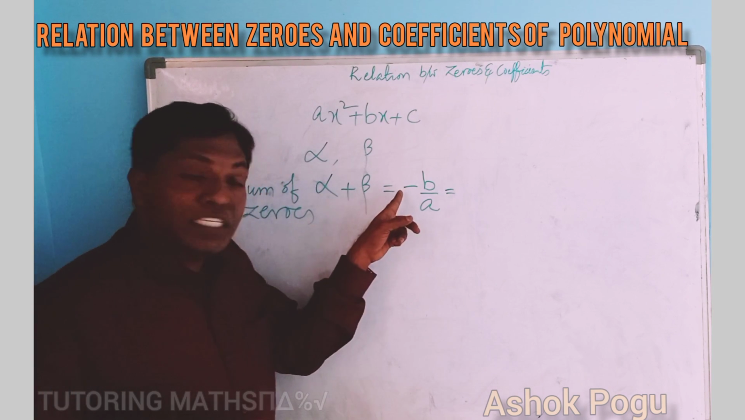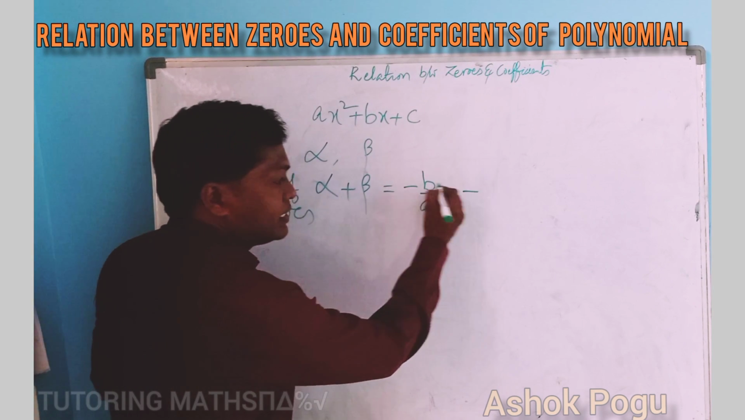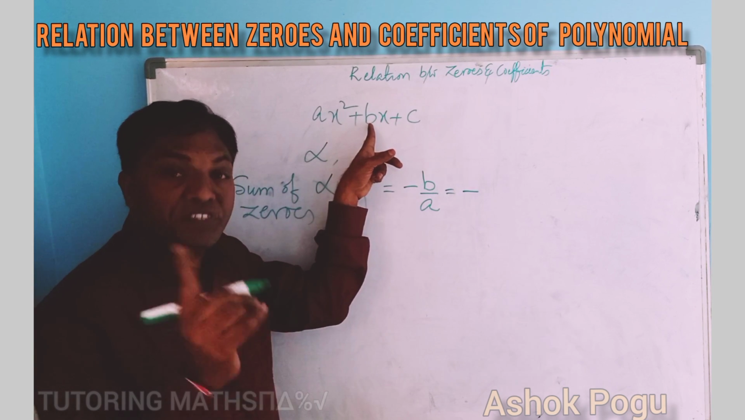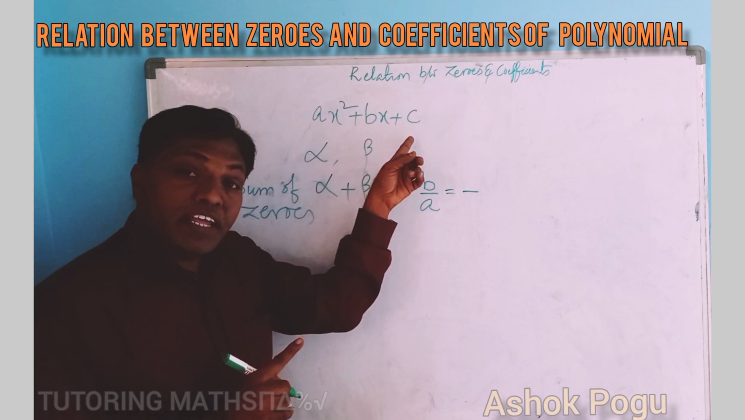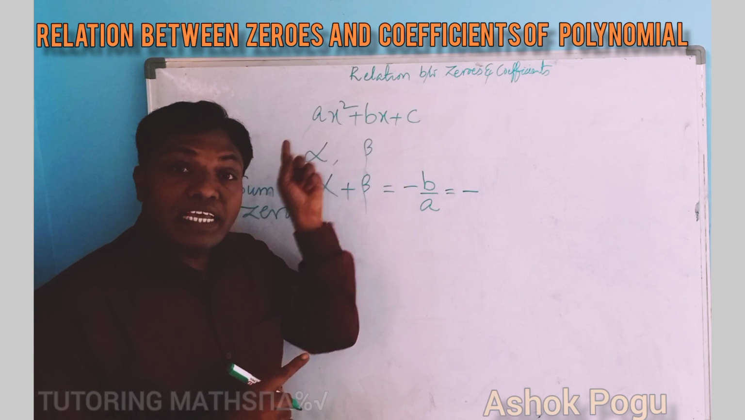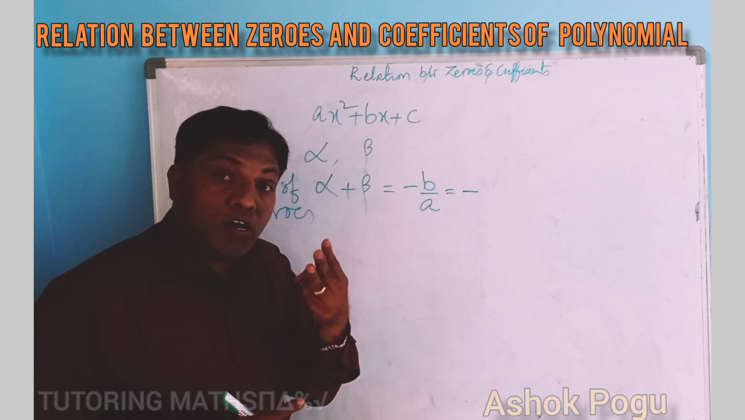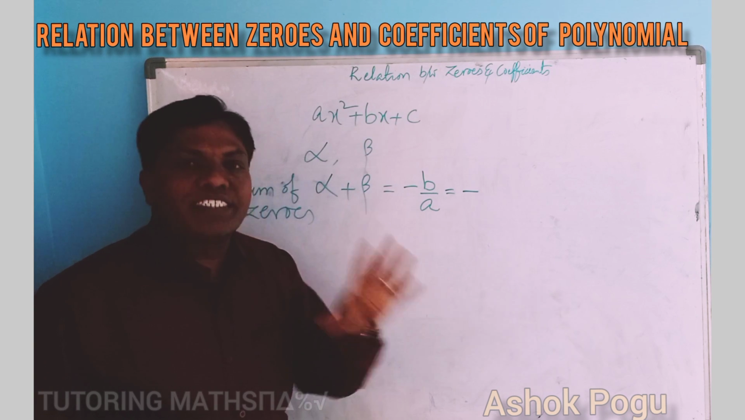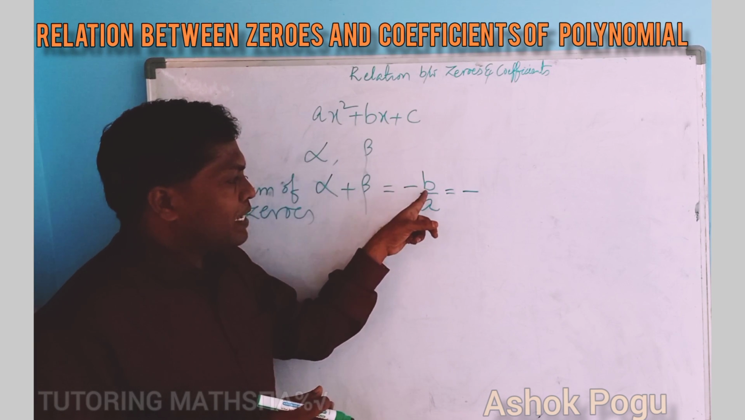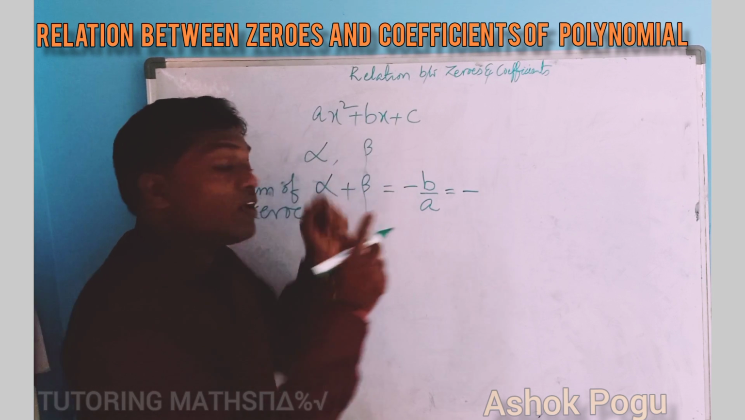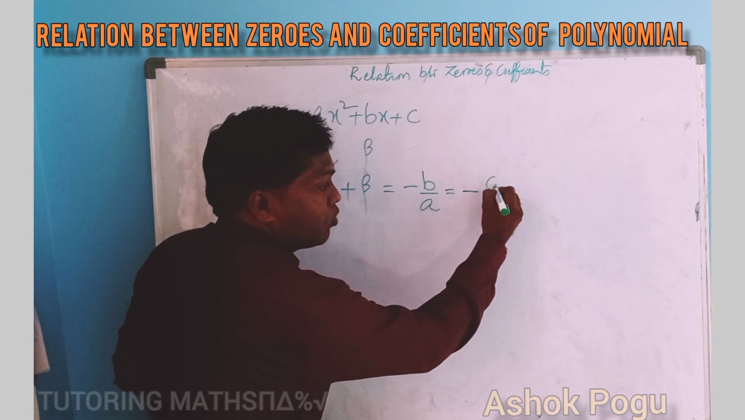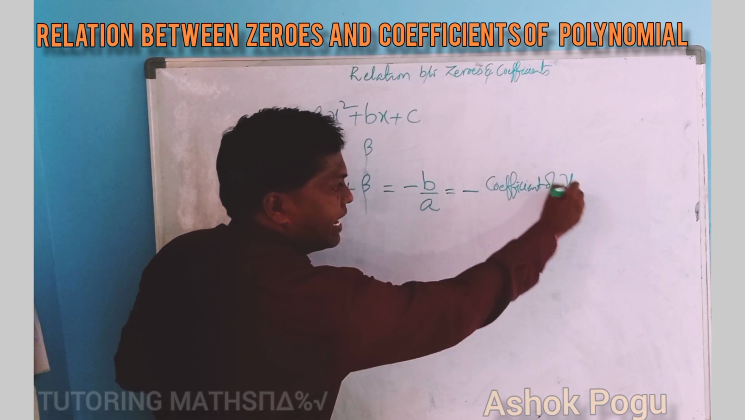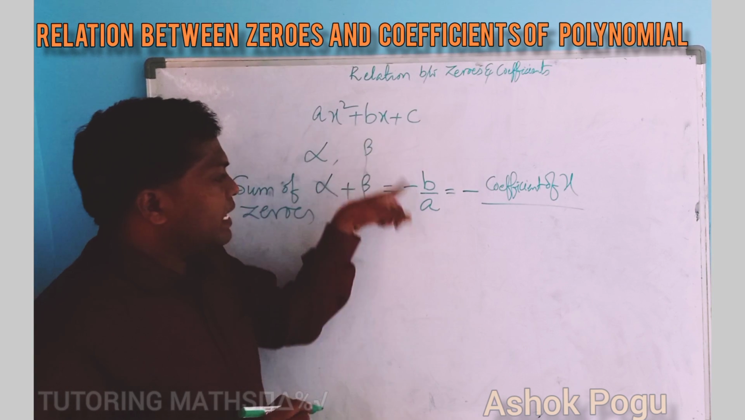So why is it minus b by a here? What is b in this quadratic polynomial? Already I told you, in this quadratic polynomial the three letters a, b, c are coefficients. They are constants. Always a, b, c are constants. And here, what is b? That is the coefficient of x. So you can say minus coefficient of x by a.